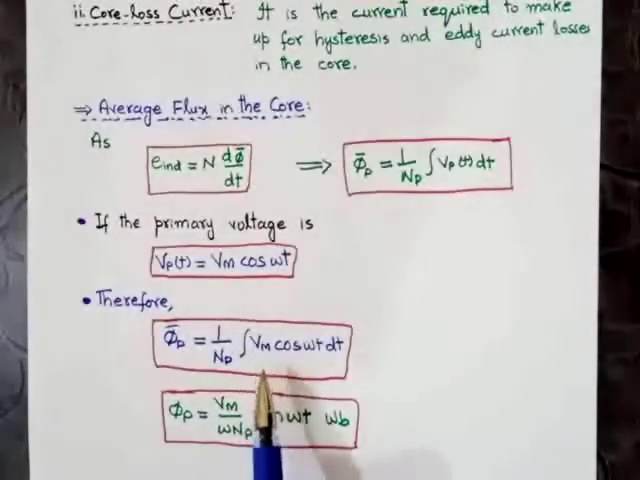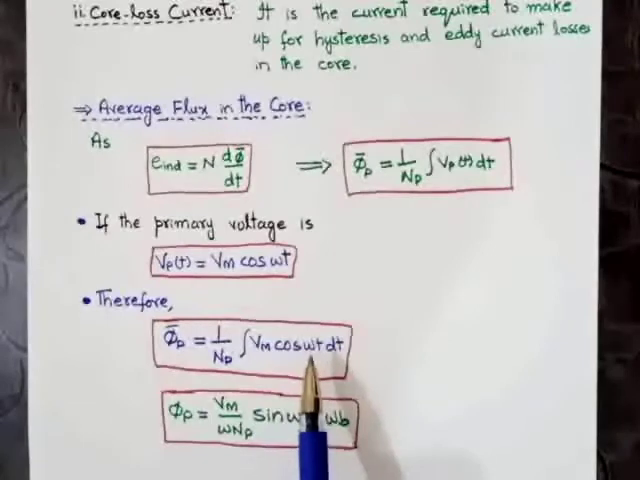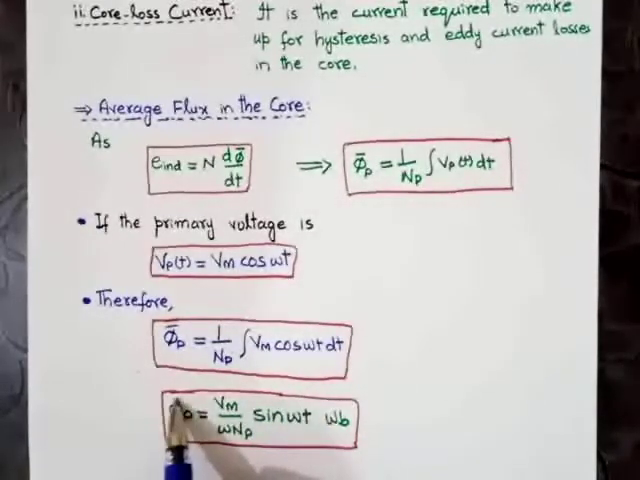After taking the integral of cos omega t, we will get the average flux due to the primary circuit equal to Vm over omega Np times sine omega t.